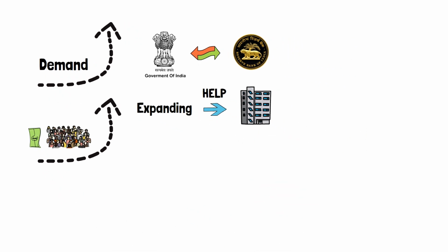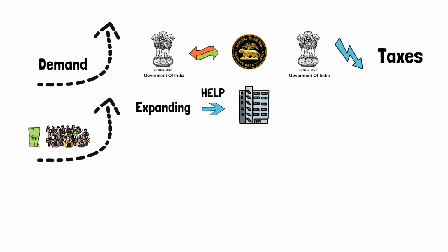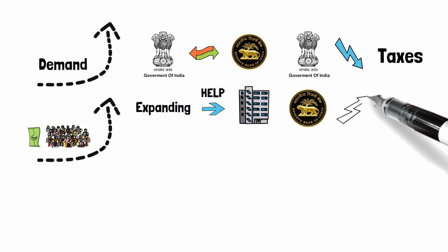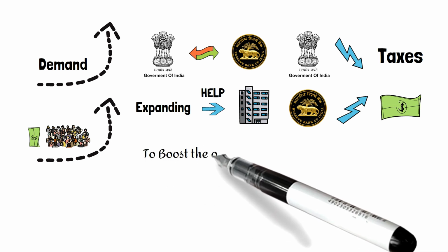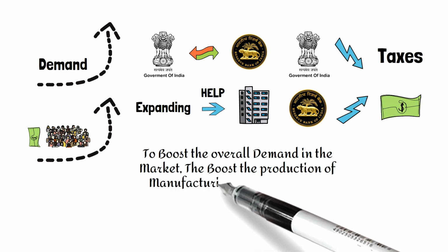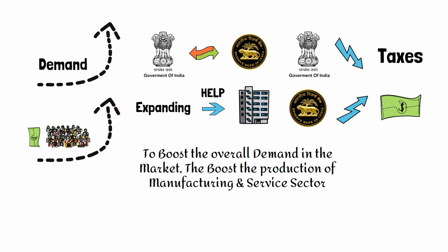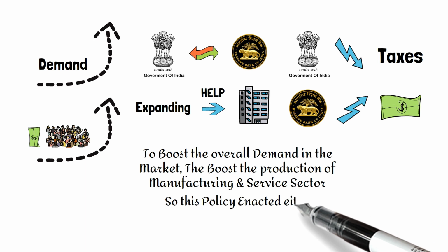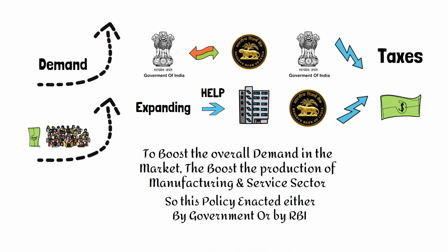And how can it be done? Government can reduce taxes, right? Or RBI can increase money supply in the market. So to boost the overall demand in the market, they boost the production of the manufacturing and service sector. So this policy is enacted either by the government or by RBI.